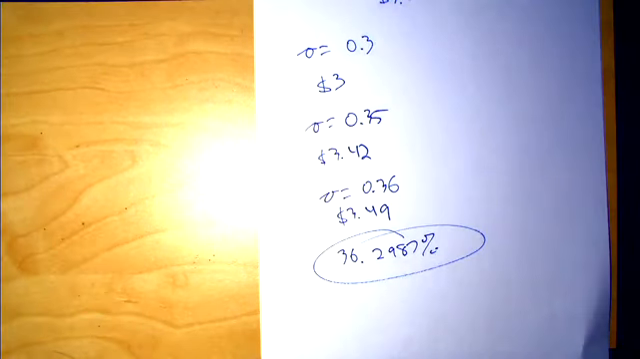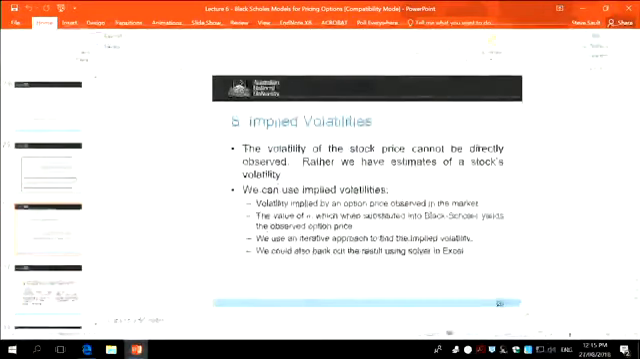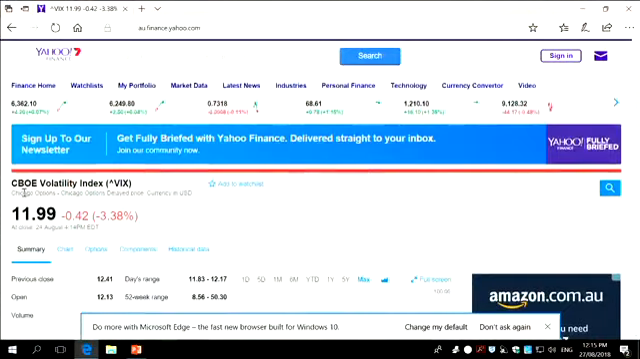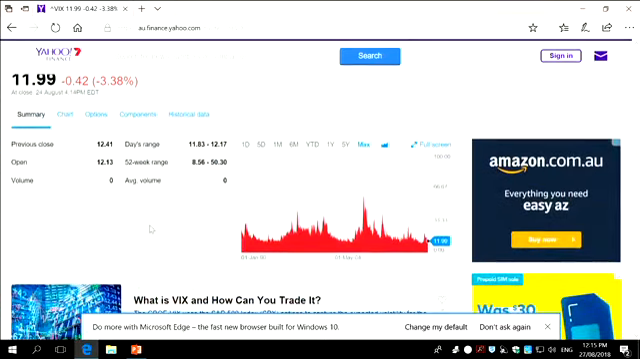So the people who invented Black-Scholes came up with this. This is the CBOE Volatility Index, VIX. In finance, we also call it the fear index. The higher the volatility, obviously, the more fearful the market is about what's going on. This is just backing out the volatility in the market from option prices.